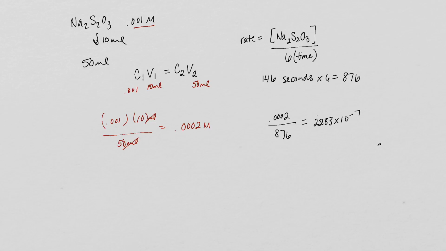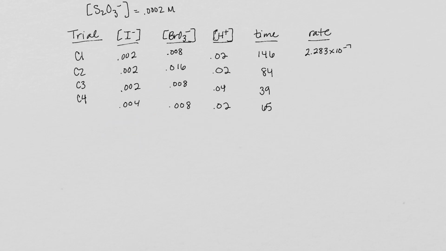So now that we know how to find the rate, we want to compare the rates of different reactions so that we can figure out what the order is with respect to each of the reagents. If we take a look at our data here, we have our different trials, our concentrations of our reagents, and the time in seconds. Remember that the rate is this concentration divided by 6 times the time in seconds, and we calculated this on the previous page. What you want to do is take a look at how these reactions are different from each other. For example, if we look at C1, we have the iodide, the bromate, and the hydrogen ion concentrations. To figure out the order with respect to bromate, we need to compare two reactions where only the bromate ion concentration changes.